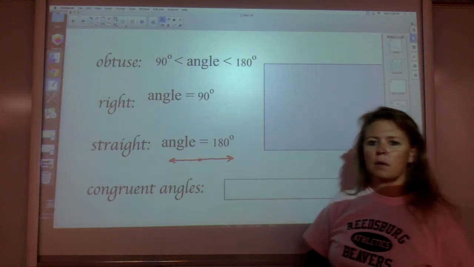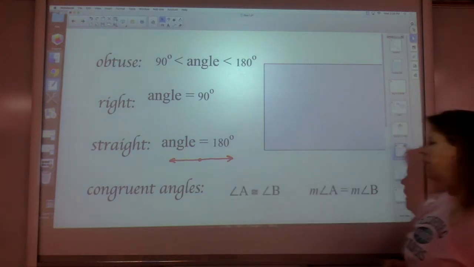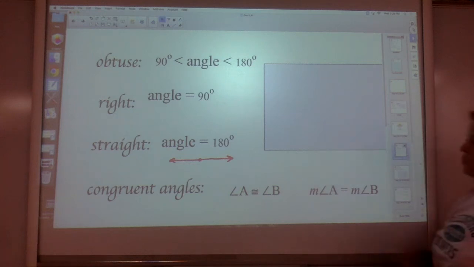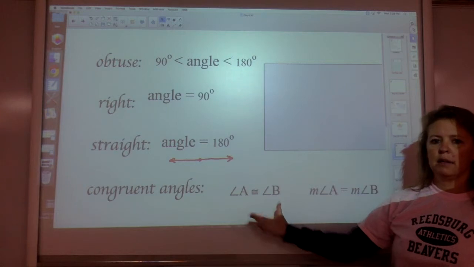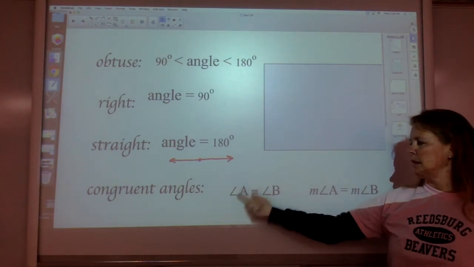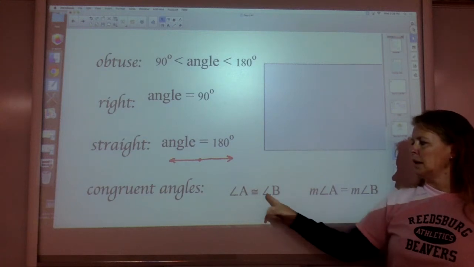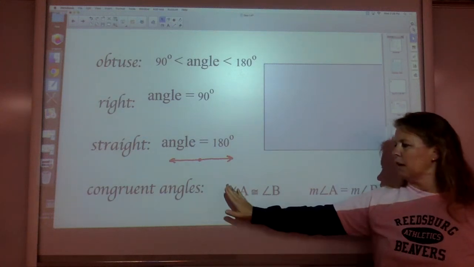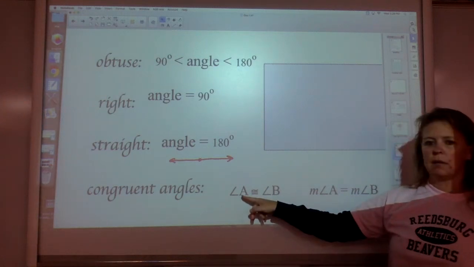Congruent angles, there's that word congruent again. We used it with segments. Congruent angles have to have the exact same measure, but if you talk about the angle, the object itself, the object is referred to as angle A is congruent to angle B. You put an angle symbol in front of it because if we didn't have the angle symbol, we would think it's a point. We don't want it to be a point, we want it to be an angle.